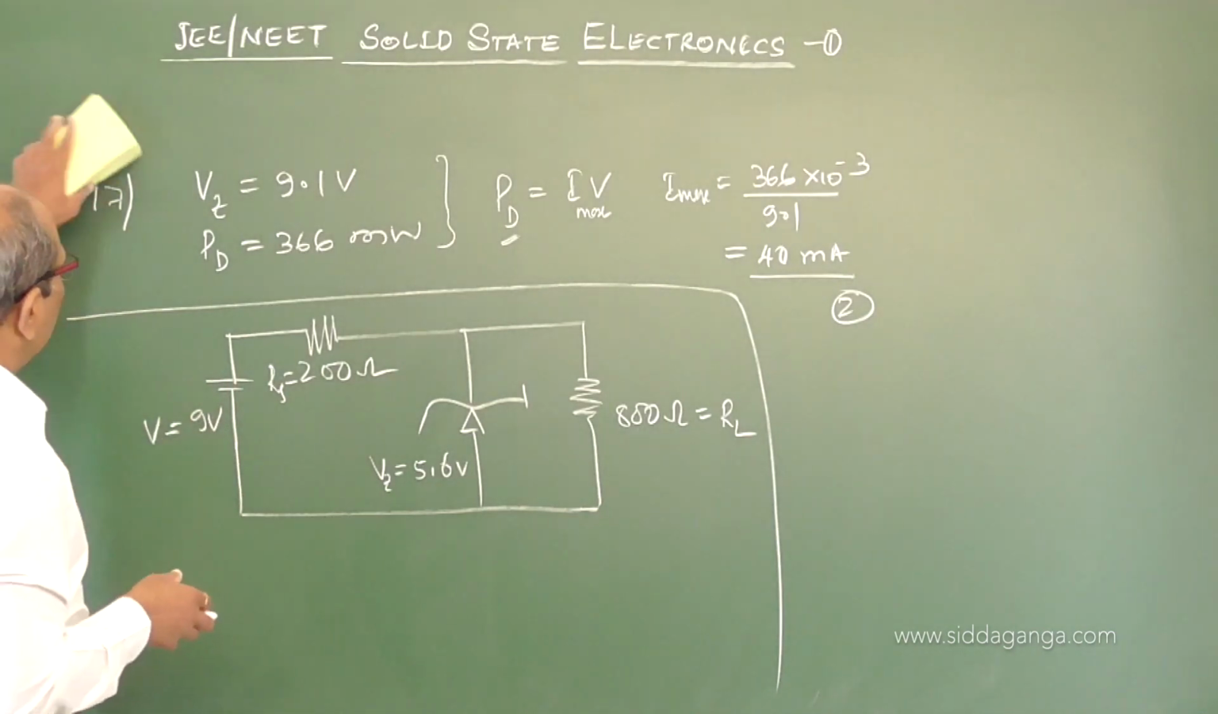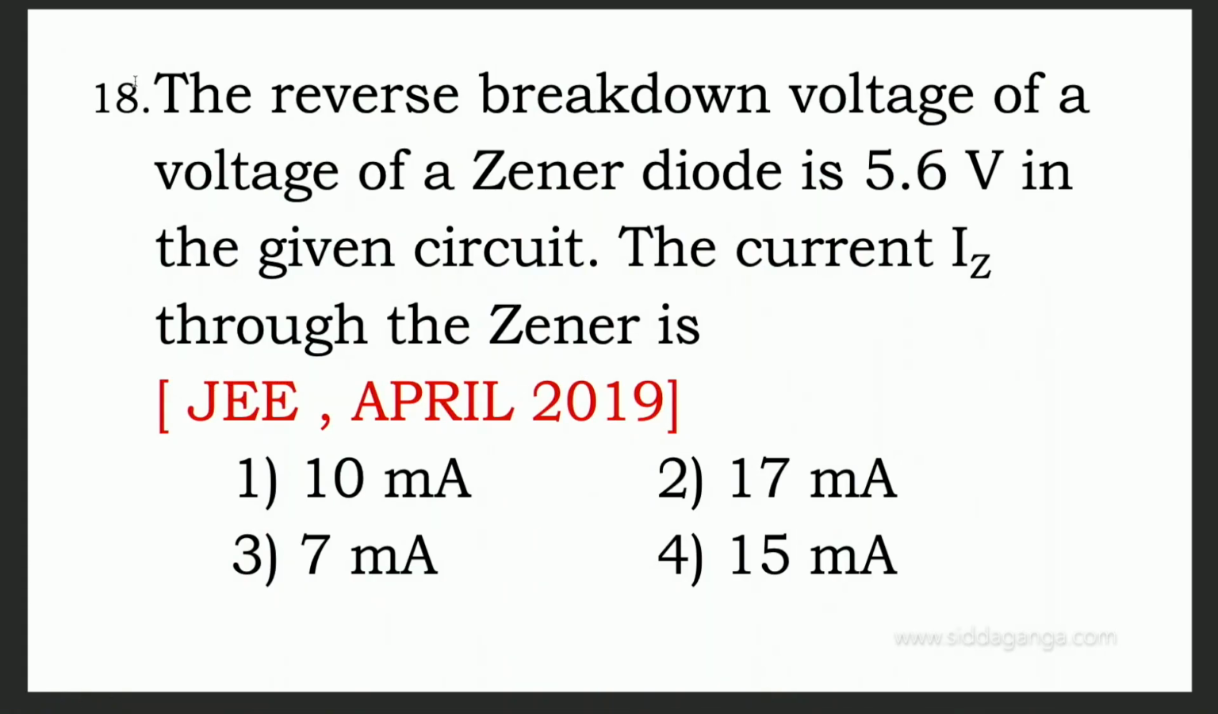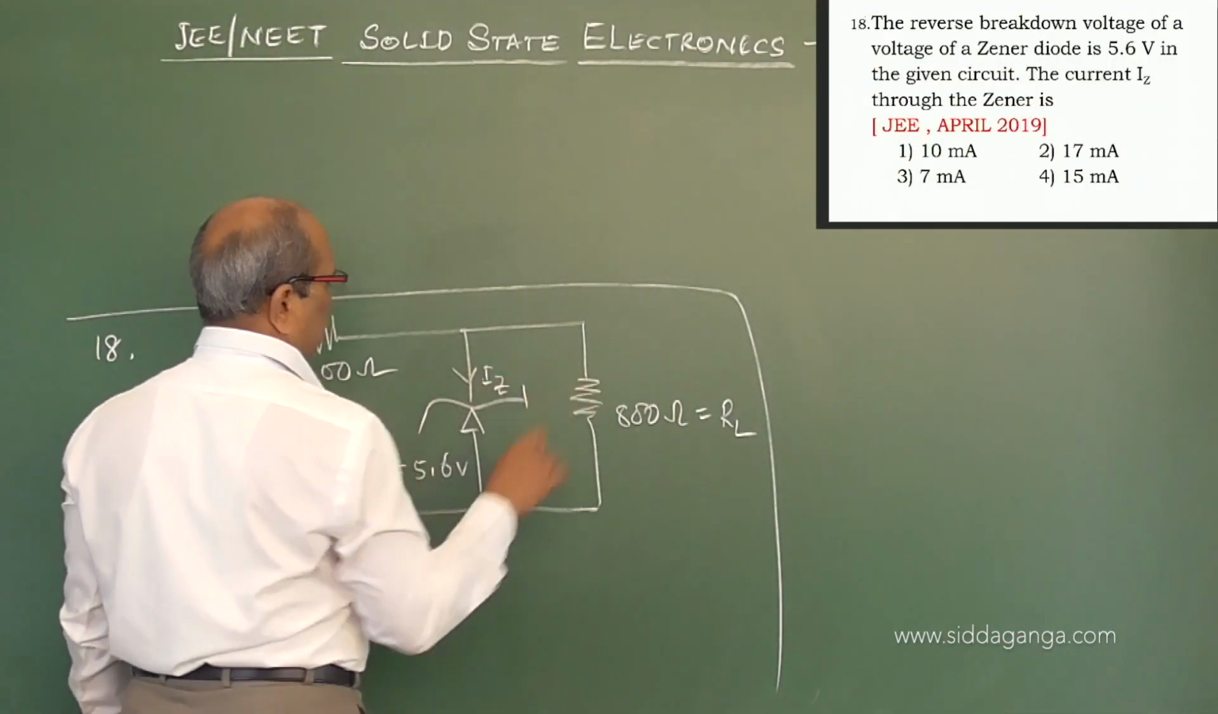Keeping the 17th question's figure, take the 18th question. One correction you make here, simple, so that the figure is shifted from one question to the other only. Problem we can take now. The Zener breakdown voltage of a Zener diode is 5.6 volt. In the given circuit, what is IZ, the current through the Zener? That is the question.